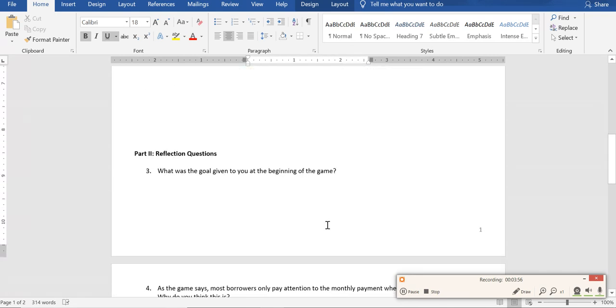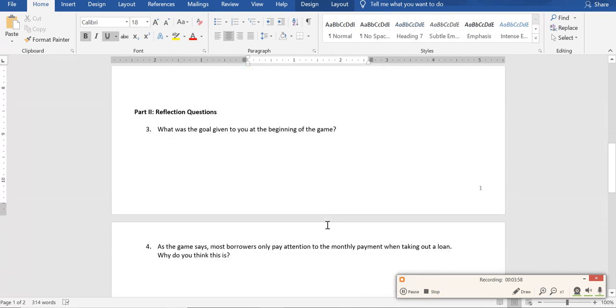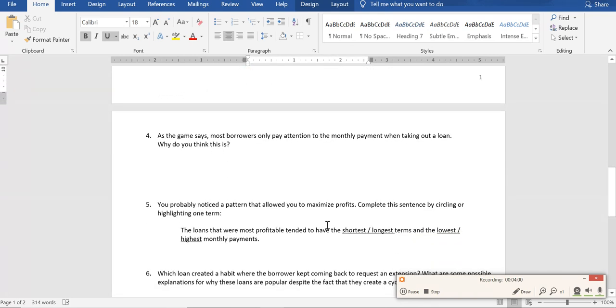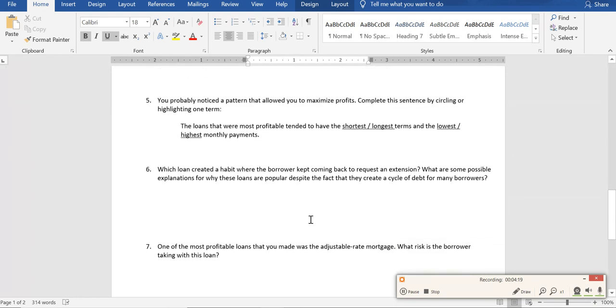Go ahead back to your assignment here. What was the goal given to you at the beginning of the game? I kind of just mentioned that. As the game says, most borrowers only pay attention to the monthly payment when taking out a loan. Why do you think people only worry about how much they have to pay per month? One thing you would notice in the game is almost every time the longer length of the loan will produce more money for you. So you'll talk about the patterns there.